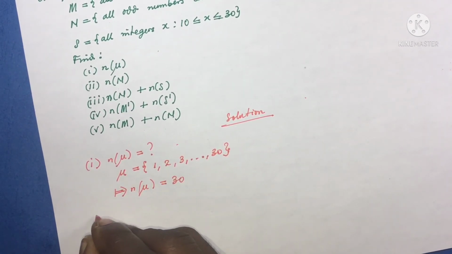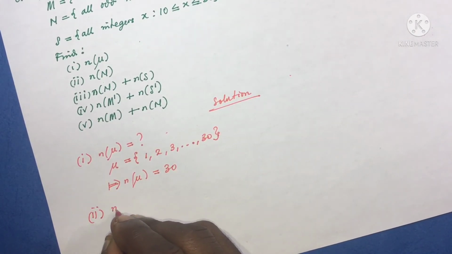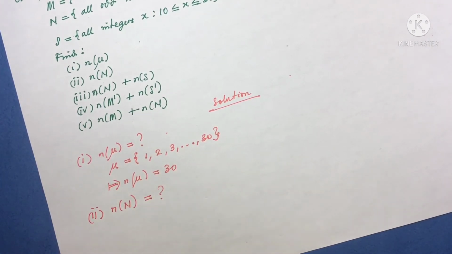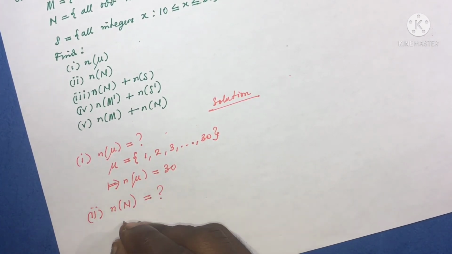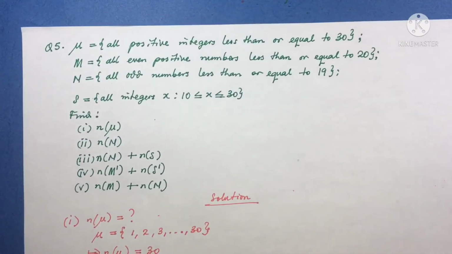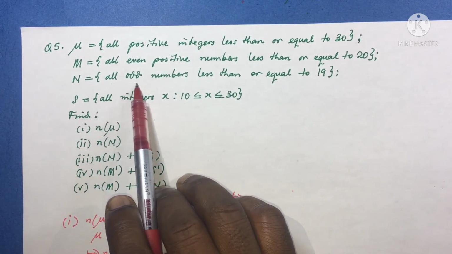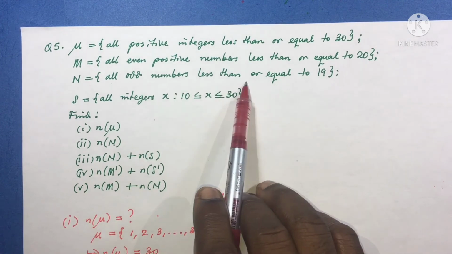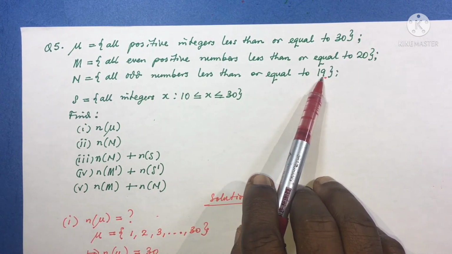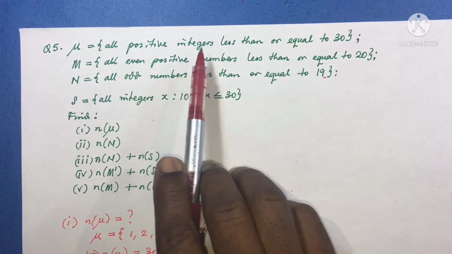Now, let's go to number 2. In number 2, we are asked to find the cardinality of n. So let's see. I'm going to put a question mark also there, and let's go to the elements of n. So what elements are found in n? Now look at it very well. We are told that n contains all odd numbers less than or equal to 19, all the odd numbers less than or equal to 19 extracted from the universal set.